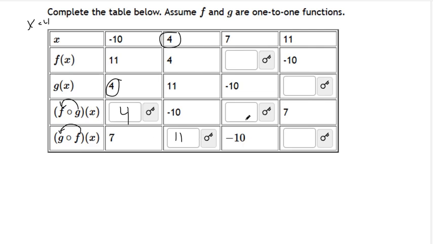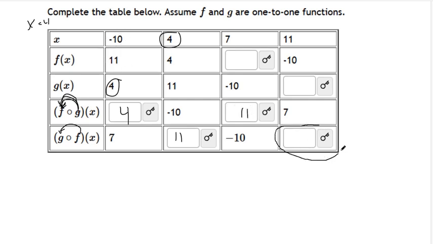Okay. So for this next one, this is saying you're taking whatever g is and you're plugging it into f. So when x is 7, g is -10. So that means I'm plugging -10 into f. So when x is -10, we get f is 11 here.